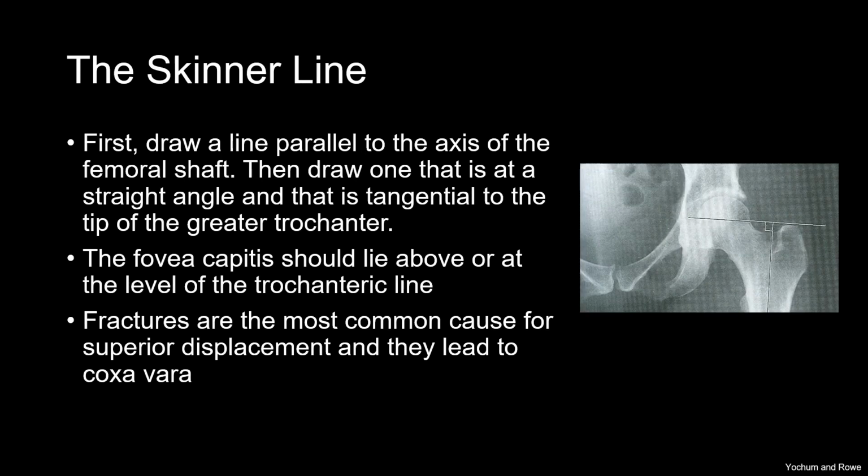The Skinner line is drawn by drawing a line straight through the femoral diaphysis with a perpendicular line to that diaphyseal line, tangential to the greater trochanter. The fovea capitis should lie at or above the level of the trochanteric line, and if it doesn't, it could be because of some kind of coxa vara deformity or superior displacement of the femoral head.